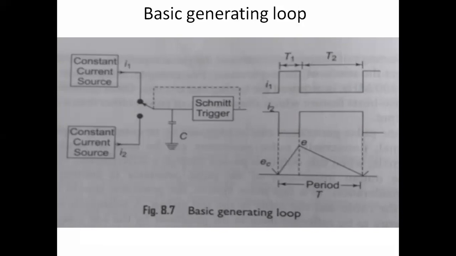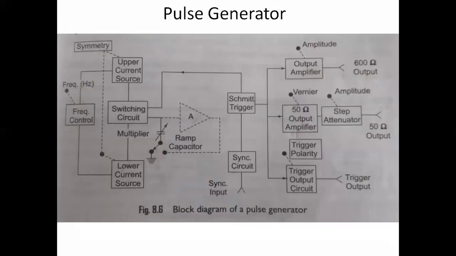So these output waveforms, I1 and I2, can be represented like this. This represents the pulses, depending upon the duty cycle. The duty cycle is the ratio between I1 and I2. Depending upon that, we can produce the pulse waveform. So this is the pulse generator block diagram.